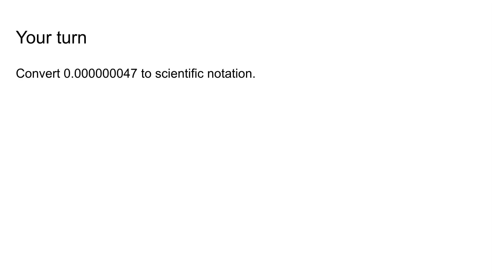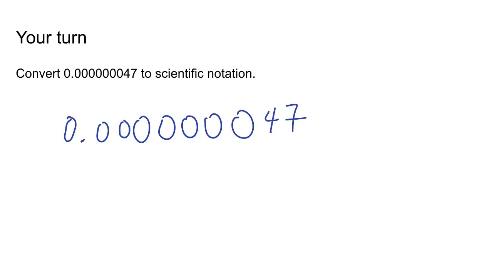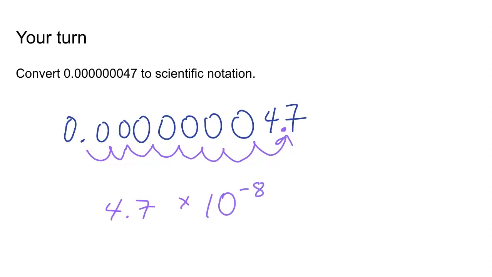Here you need to convert the decimal 0.00000047. And then you need to move the decimal point to the right so that the resulting number is greater than or equal to 1 but less than 10. So you move 1, 2, 3, 4, 5, 6, 7, 8 places to the right. So the resulting coefficient is 4.7 times 10 to the negative 8.